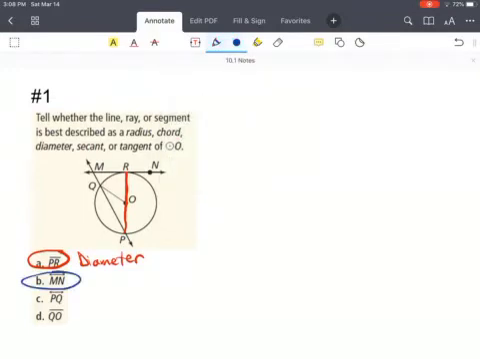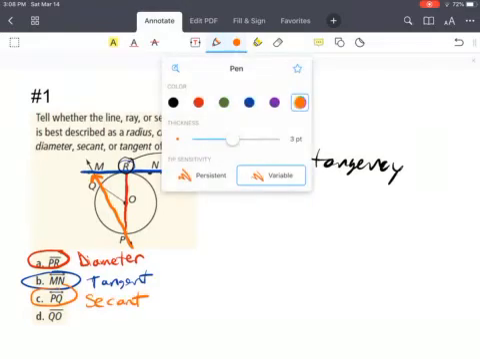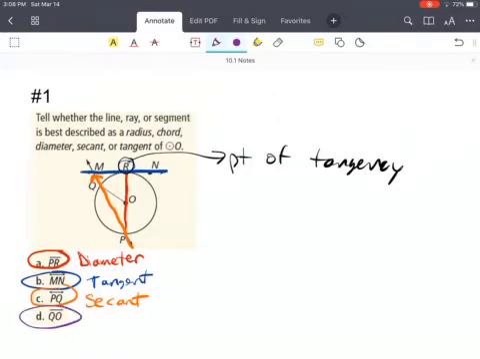And then when I look at line MN, it only touches at point R. So that is our tangent. And then R, just for reference there, would be called our point of tangency. And then when I look at line PQ, the line that goes on forever touching those two spots would be called our secant line. And then segment QO is our radius.